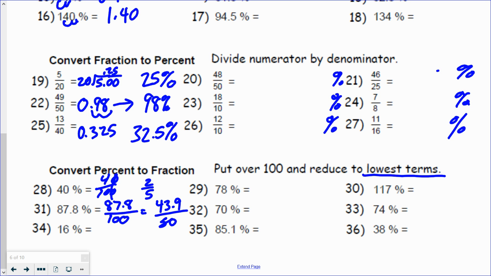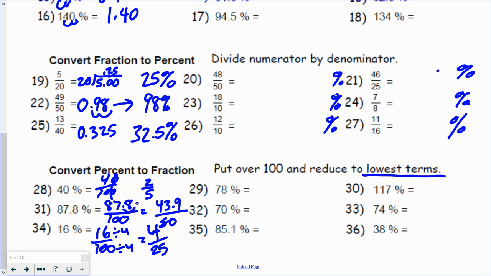Okay. What about 16 over 100? Well, they can both be divided by 4. Let's give that a go. And I get 4 over 25. Okay? Make sure you always put them in the lowest terms. You can't just do this first part and be like, oh, I'm done. No. Which actually, this one, I really don't care for it being that way.